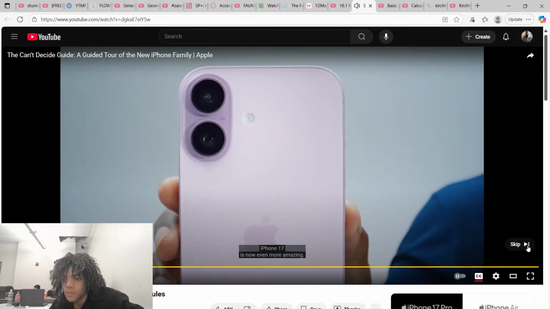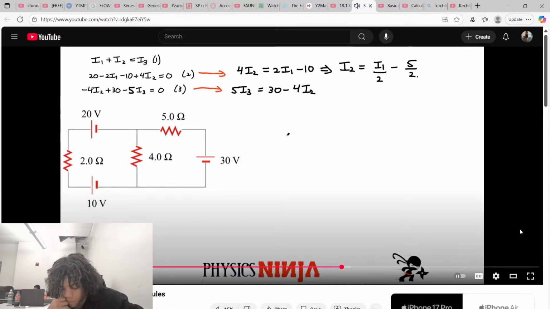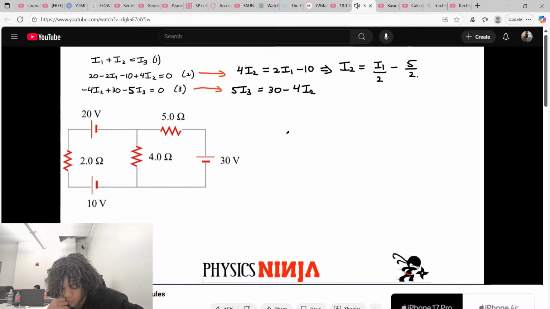Now we can do a little bit more algebra here in order to simplify this. This here is simply equal to 30 minus... Let's get rid of I2 altogether. I can get rid of I2 by substituting the expression I just got up here. This is I1 over 2 minus 5 over 2. All right, so we're almost done here. Just do a little bit more algebra here.